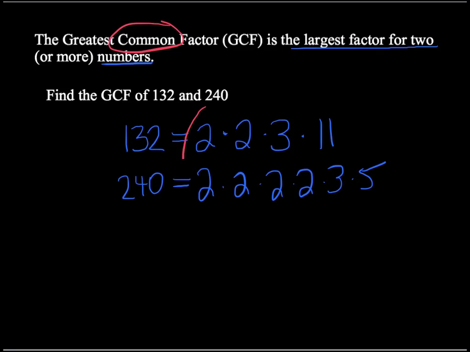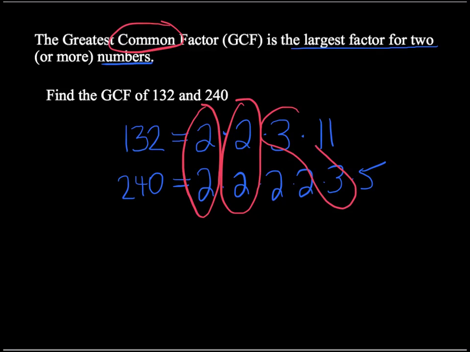So what's common? Well, these 2's are common. They're the same. These 2's are also common. There are no more matching 2's. So let's move on. There's a common 3 right there. And otherwise, every other factor does not have a matching partner. So we can now say that the common factors are 2, 2, and 3. And it turns out the greatest common factor is equal to 2 times 2 times 3. And if you want to work that out, that's 12.